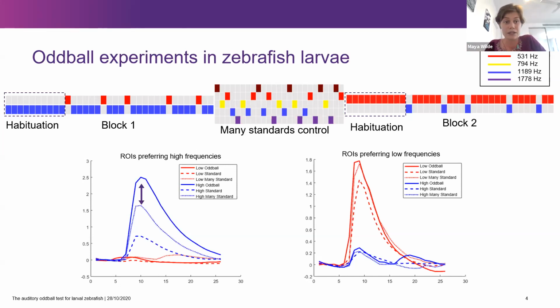So this is preliminary data at the moment that I collected to determine whether it's worth going forward with the oddball paradigm in larval zebrafish, and I think that this is sufficient evidence to say that it's worth going forward, seeing as we can see the difference in amplitude there between the many standards control and the oddball, and very different from the standard, the amplitude there.